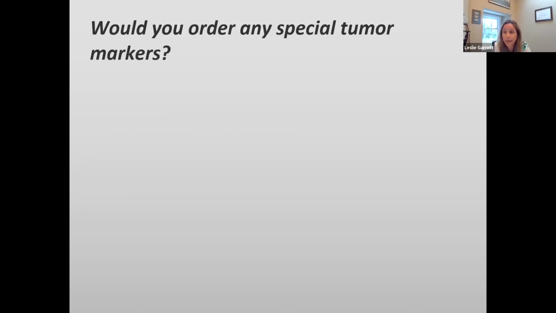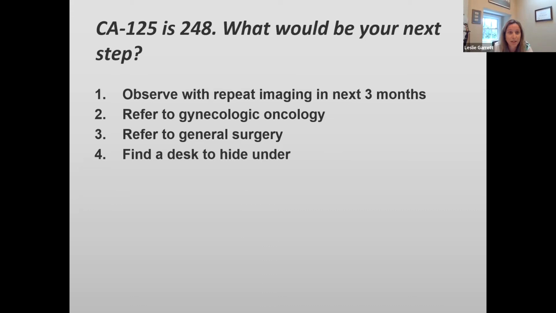There's no more imaging to do. You can get some blood work, tumor markers. There's a list of about 20 different ones. Which tumor markers do you get? Which ones are appropriate? Do you just order them all and hope that something points in the right direction? And so you know about the CA-125, so you get that and it's elevated at 248.